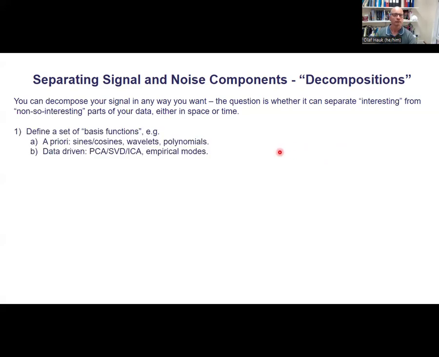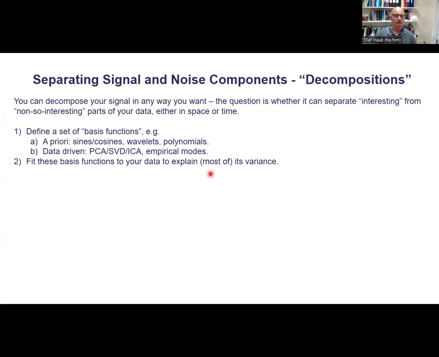First of all, you have to define a set of basis functions, something that you think is useful to characterize your data. It could be sine and cosine waves in order to divide your data into different frequencies, or wavelets in order to have different frequencies and times, or polynomials, higher order or lower order, to remove drifts, for example, which can be useful. You can have data-driven methods that determine these basis functions from your data, like principal component analysis or independent component analysis, or in the time domain, empirical modes.